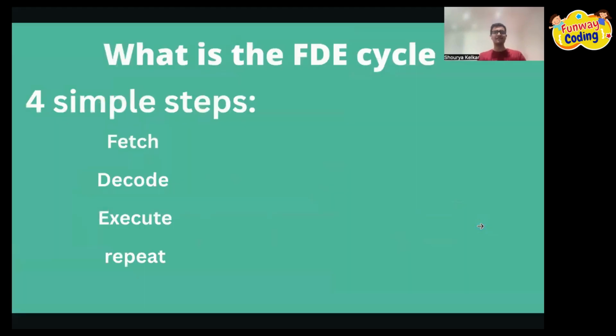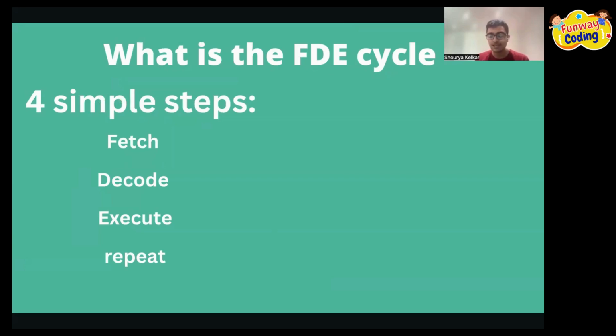So what is the FDE cycle? This question is quite common on the first paper of GCSE, and it normally comes up as a 4 mark question, and I've got a model 4 marker at the end to show. Let me just go through the 4 simple steps. FDE stands for fetch, decode, execute, and repeat.